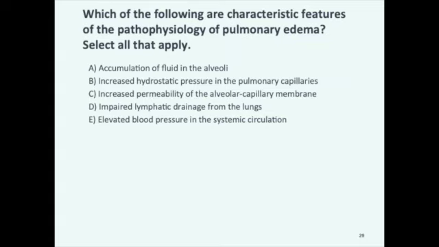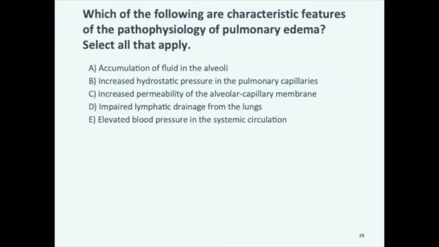With increased permeability of the alveolar capillary membrane. Now, in certain conditions, like acute respiratory distress syndrome, which is ARDS, or pneumonia, the alveolar capillary membrane becomes more permeable. This increased permeability will then allow fluid and proteins to move from the capillaries into the alveoli, which is causing more fluid to accumulate, contributing to pulmonary edema.